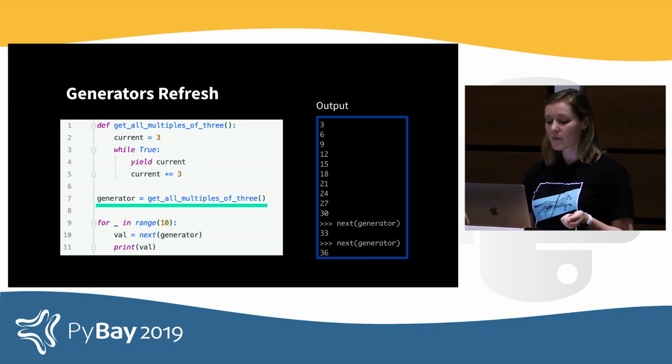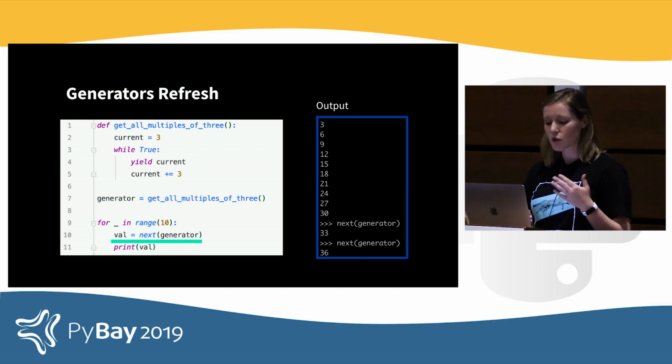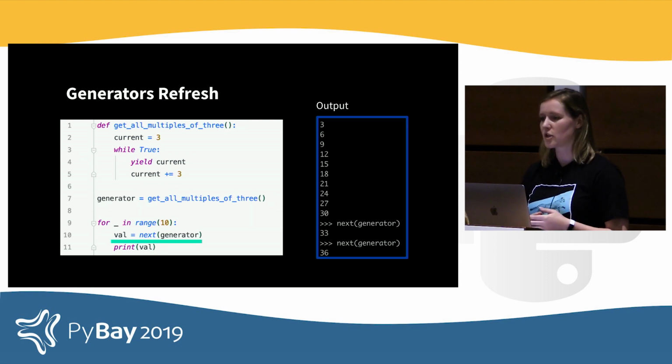To get the values from the generator object, you call next on it, and it will return one value at a time. Lines 9 through 11 is where we're doing 10 loops, and in each loop, we're calling next to get a value and printing that value. On the right is the output. The numbers 3 through 30 are the output from these 10 loops. And then beneath that, I call next twice more on the generator to get the next values, 33 and 36. This is just to show that the generator stays in its paused state until you call next on it.